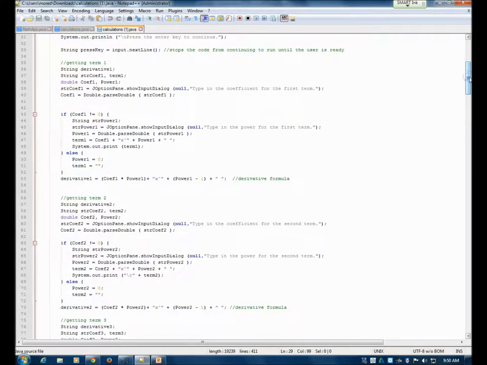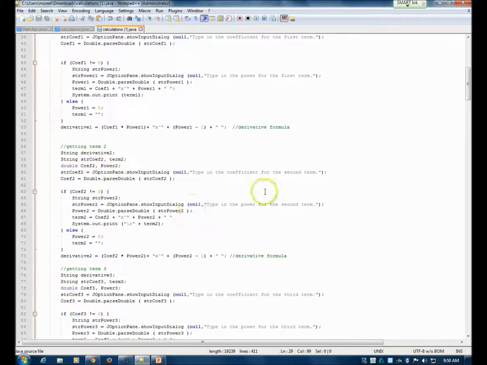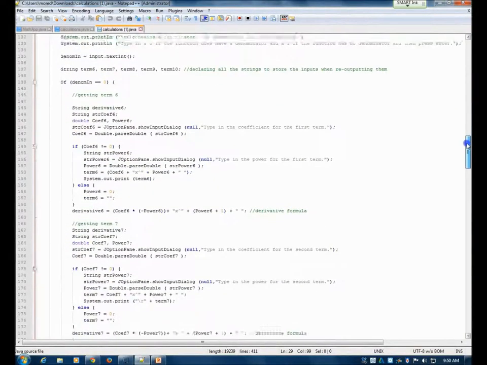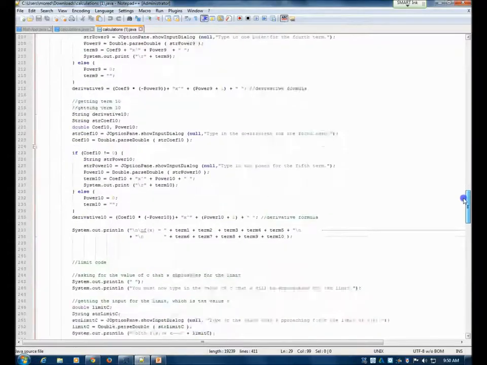Now, where is the code for the second part of your application? Okay, the second part. Oh, this is all asking for coefficients. We'll explain that after. Yeah, we'll go back. Back up. Keep going. I know, it's really long.